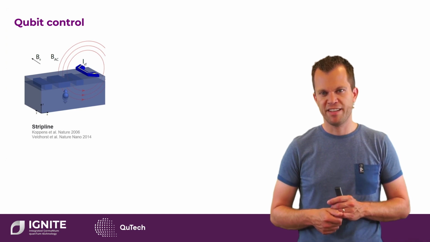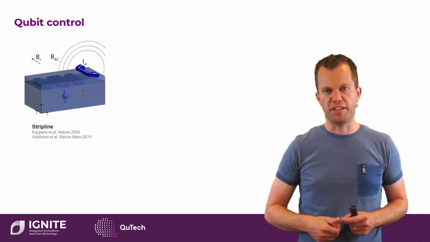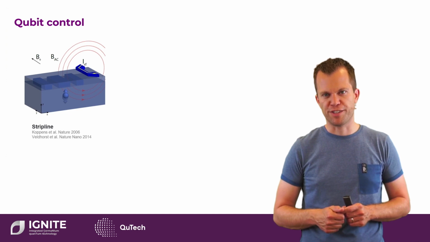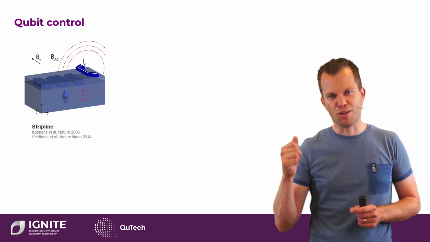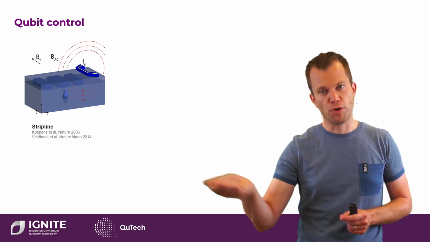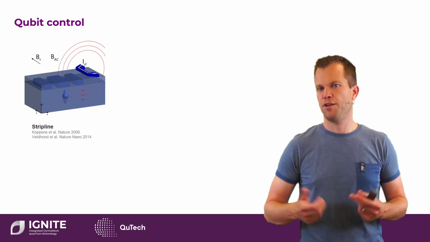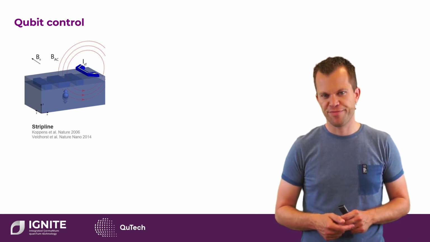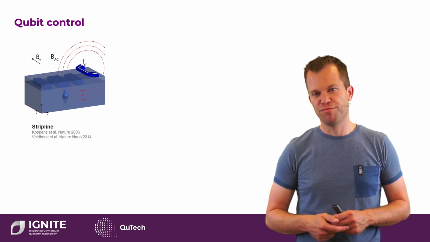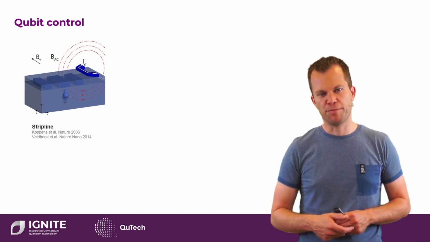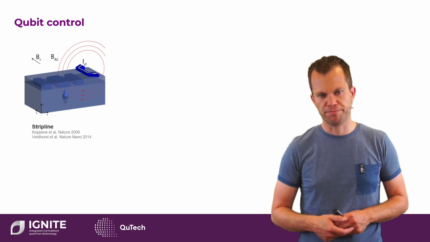If this AC magnetic field is orthogonal to the static magnetic field that we generated to create the Zeeman states, then this will result in off-diagonal terms in a 2x2 matrix. If it's on resonance with the Larmor precession of the qubit, it will induce qubit rotations. And so this is a very elegant way to control qubits.